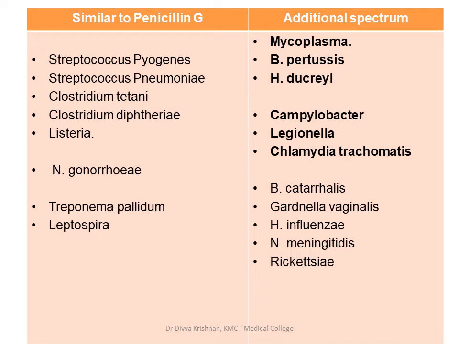So remember the spectrum of macrolides in two parts, that is one which is similar to penicillin G. Examples: Streptococcus pyogenes, Streptococcus pneumoniae, Clostridium tetani, Clostridium diphtheriae, Listeria, gram-negative bacteria Neisseria gonorrhoeae, then spirochetes like Treponema pallidum and Leptospira, and the additional spectrum: Mycoplasma, B. pertussis, Haemophilus ducreyi, Campylobacter, Legionella, Chlamydia trachomatis.